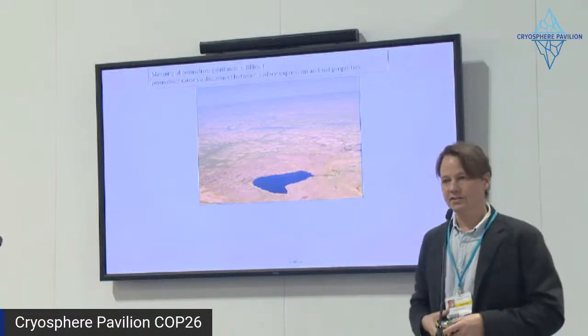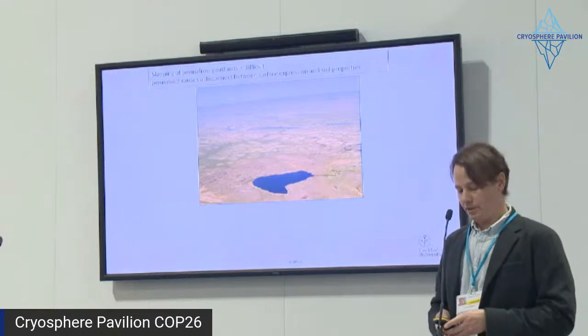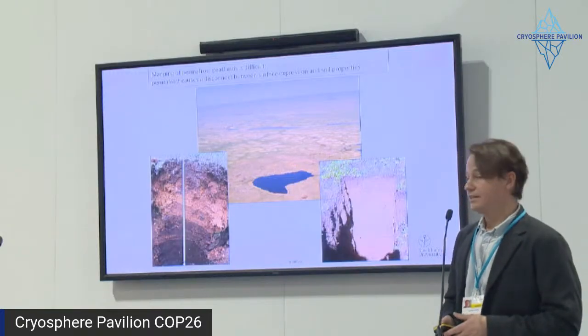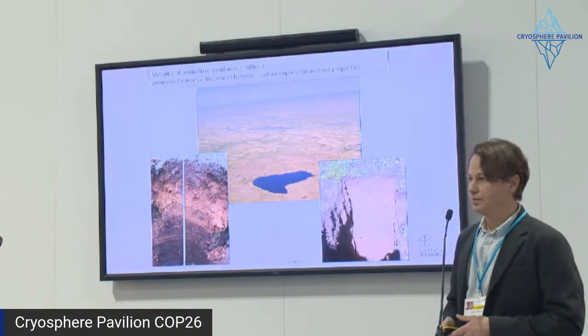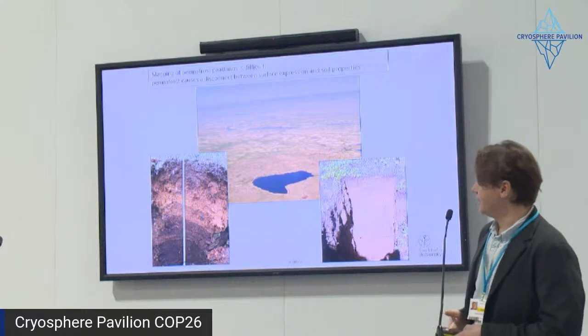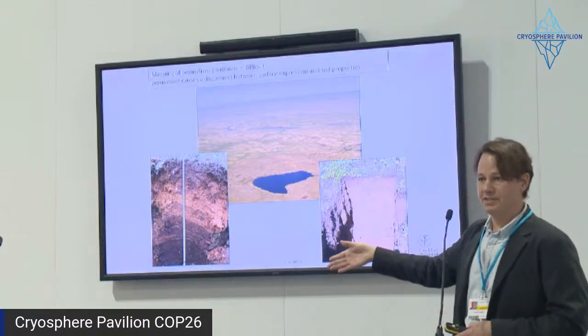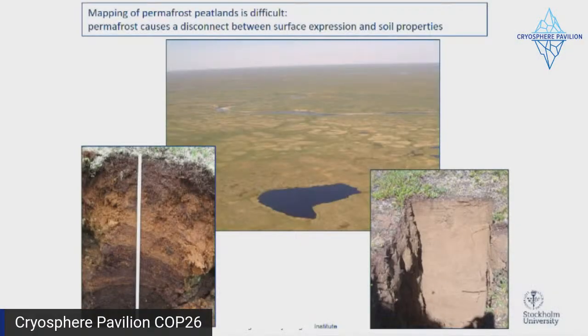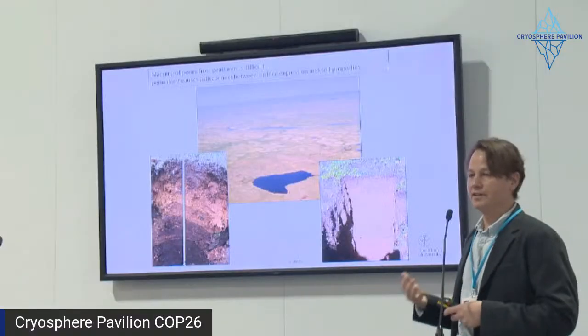These different surfaces are relatively similar, and they actually have the exact same vegetation on top, but some of them are peatlands with 4 meters of frozen peat, and some of them are sandy soils with almost no carbon in them whatsoever. But for us, from a satellite image, they look exactly the same. So they are really difficult to map.